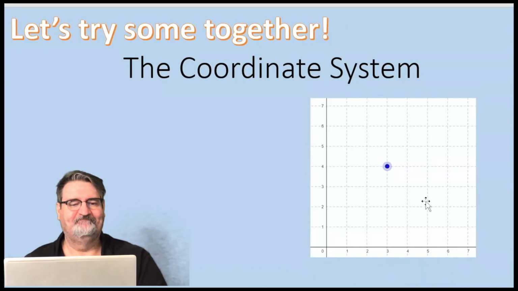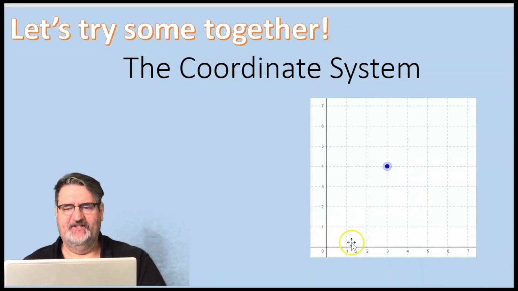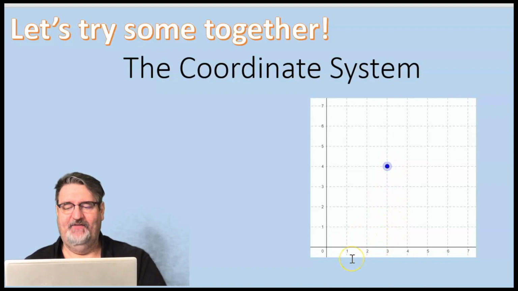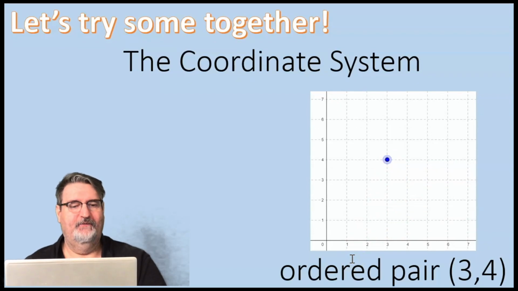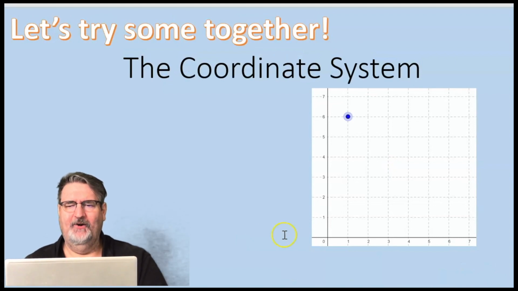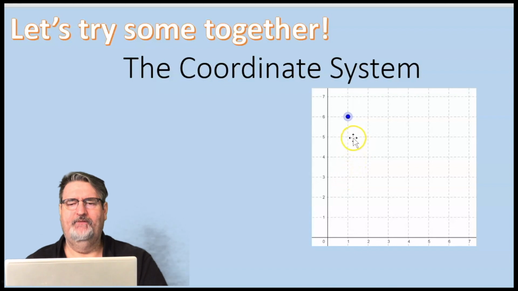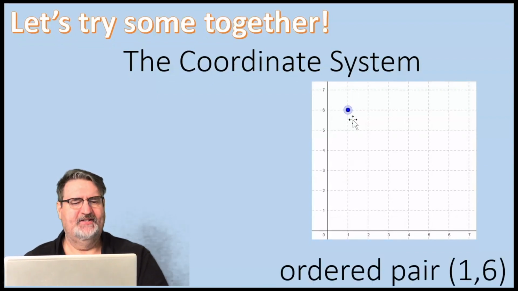On the next one, yes, we go to the right first. 1, 2, 3. Then we go up the y-axis. 1, 2, 3, 4. And we have the ordered pair 3, 4. All right, well, let's look at this one. This one here, we didn't have to go very far. We just go over 1. And now we're going to go up 1, 2, 3, 4, 5, 6. So on that one, we have the ordered pair 1, 6.